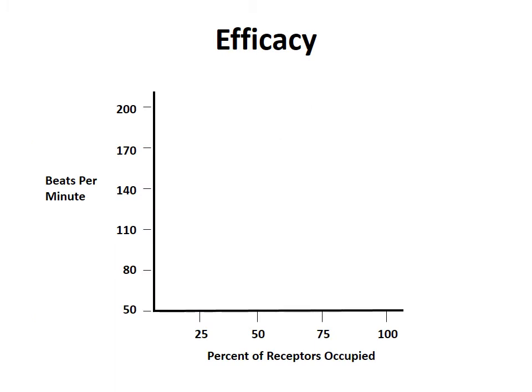So on a graph, it would look something like this. Okay, on the x-axis is percent of receptors occupied, so it goes up to 100. The y-axis is the beats per minute. I'll use a lot of cardiac references because I've been teaching that longer than anything in cardio PT. So drug A, if it looks like that, okay, and that's pretty common to see.